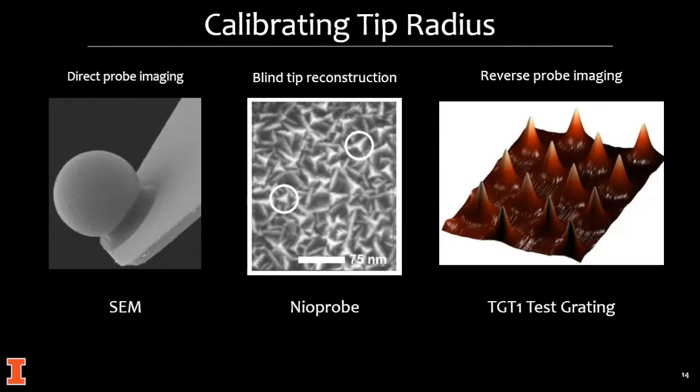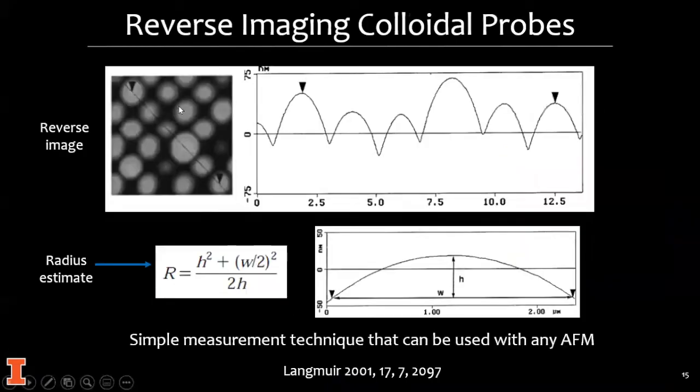To help you understand that, I'll show you an image using this technique with a colloidal probe, because the colloidal probe is much, much larger than the spikes. When you scan across them, you can see the image of the probe instead.